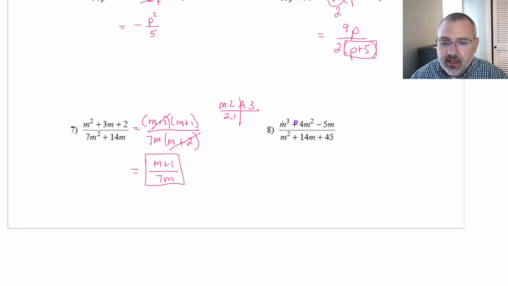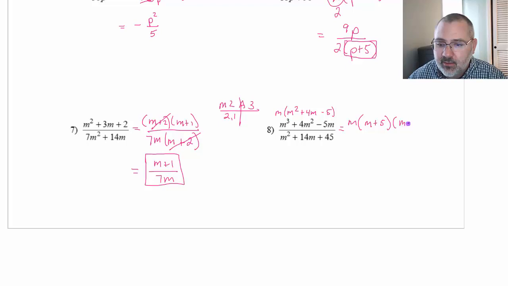One last one. Here I see I have a common factor of m, but I also notice when I factor out the m, I'm going to end up with m squared plus 4m minus 5, which I can then factor into what two numbers multiply to give you negative 5 and add up to give you positive 4? M plus 5 and m minus 1.